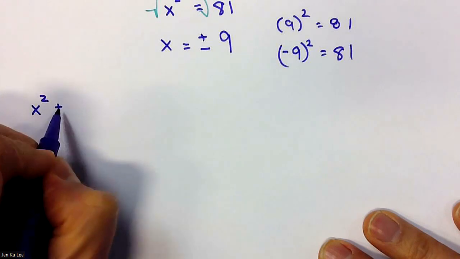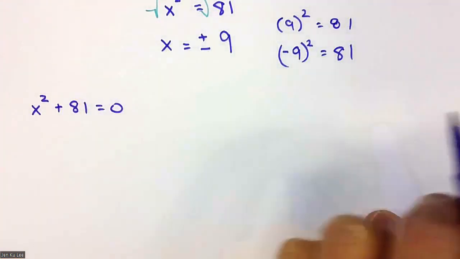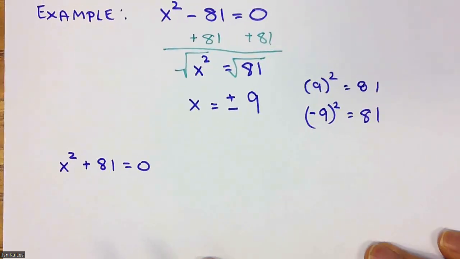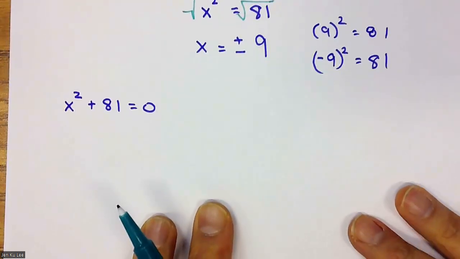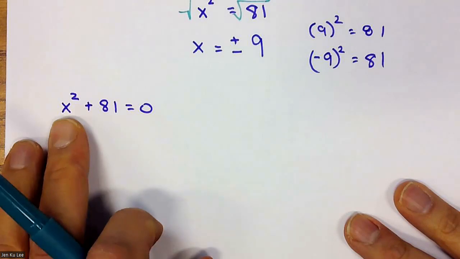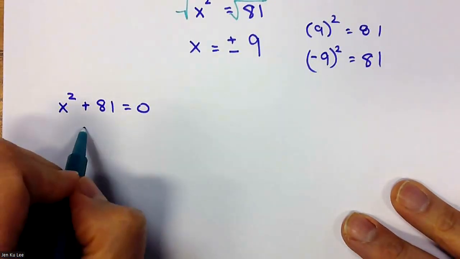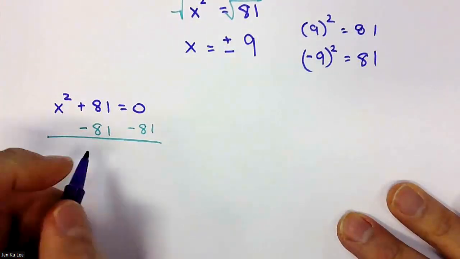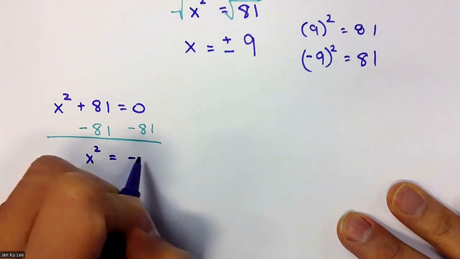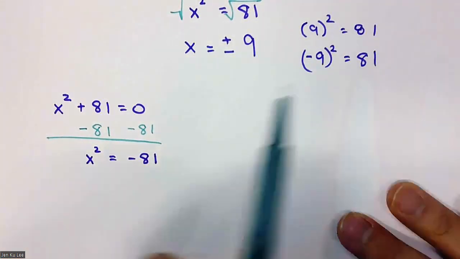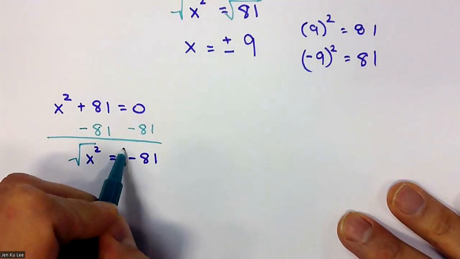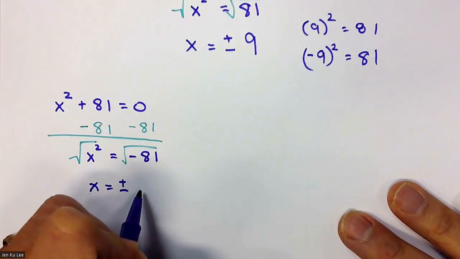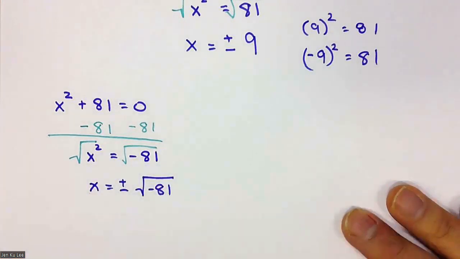X squared plus 81 equals 0. Same numbers, just the plus turned into a minus, or the minus turned into a plus, right? So it's the same steps, right? We're going to isolate x by subtracting 81 on both sides. And we're going to get x squared equals negative 81. And then do the same thing, square root both sides. So x equals plus or minus square root of negative 81.